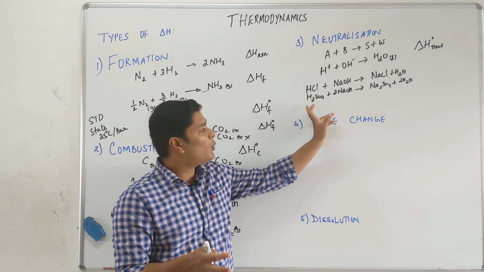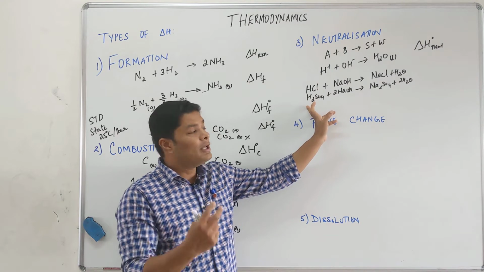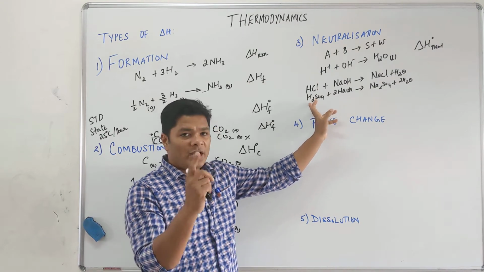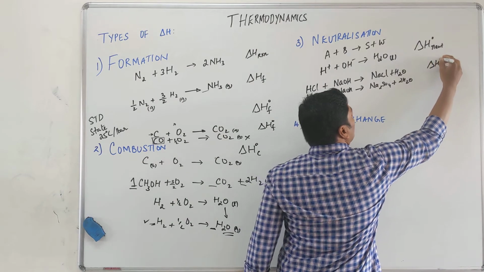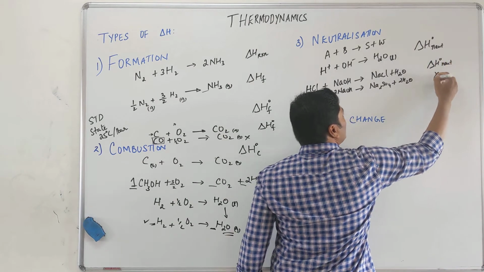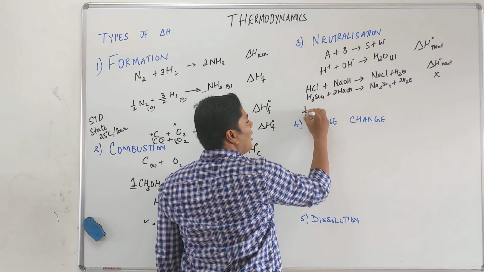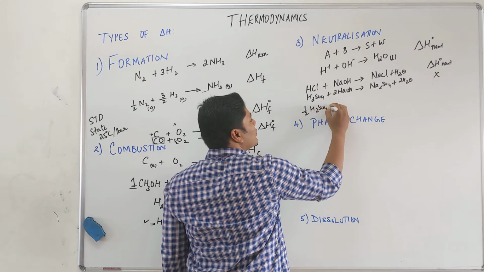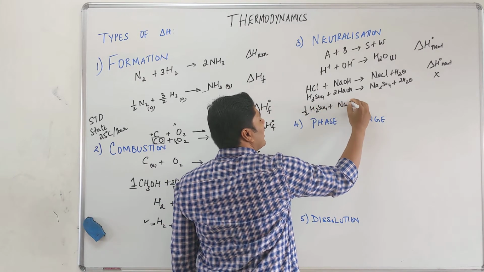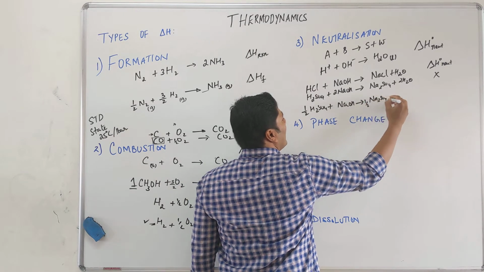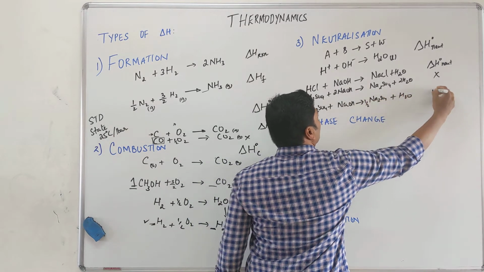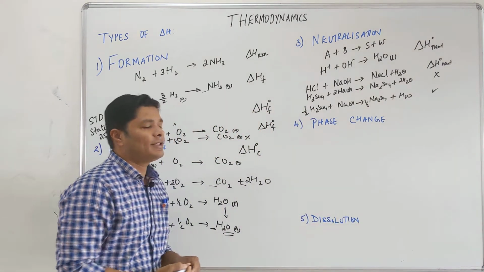2 H plus it gives. So 1 mole H2SO4 is 2 equivalents. So I want only one equivalent. So this will be delta H of neutralization. This will not be. Half H2SO4 plus NaOH gives you half Na2SO4 plus H2O. This will be delta H of neutralization.